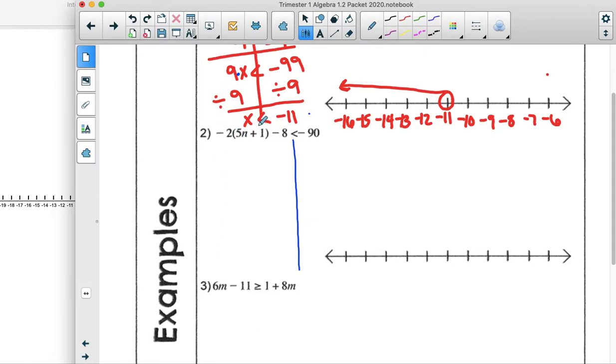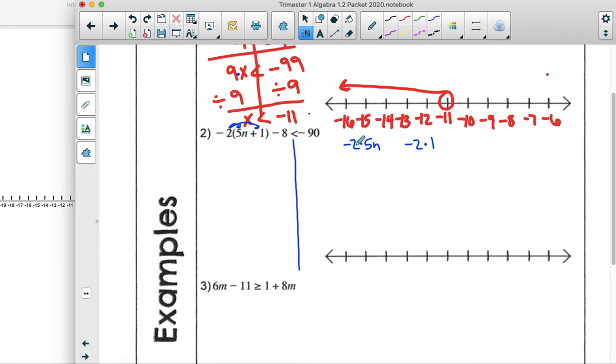So here we have parentheses, negative 2 times the quantity of 5n plus 1 minus 8 is less than negative 90. So first thing here we'd have to do is distribute. We're going to do negative 2 times 5n and negative 2 times 1. If you don't need to write that, that's okay. I'm just showing that for people to see what we're thinking.